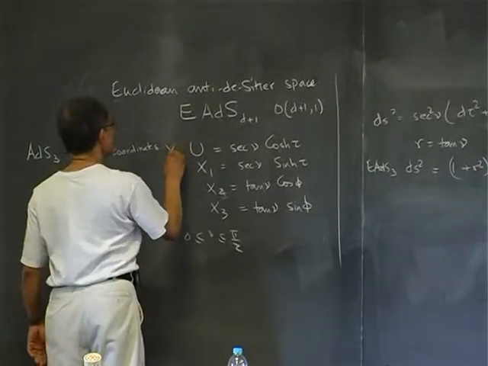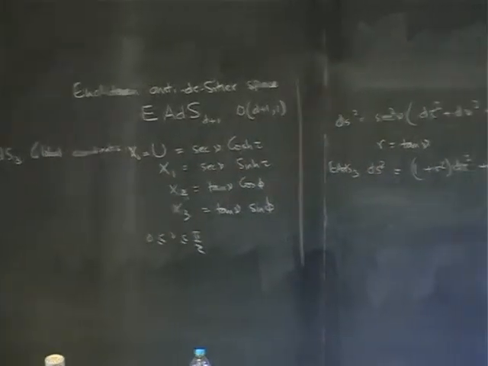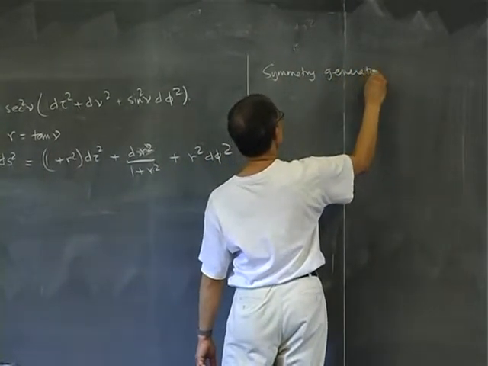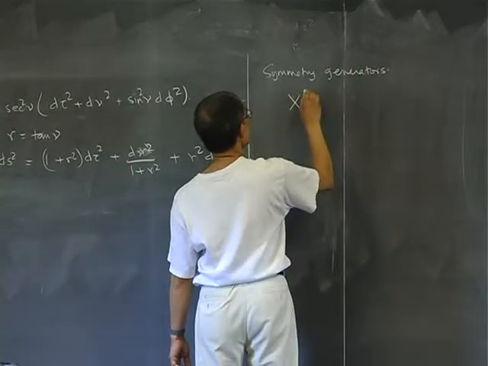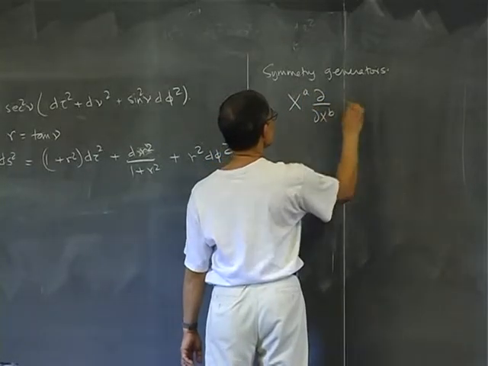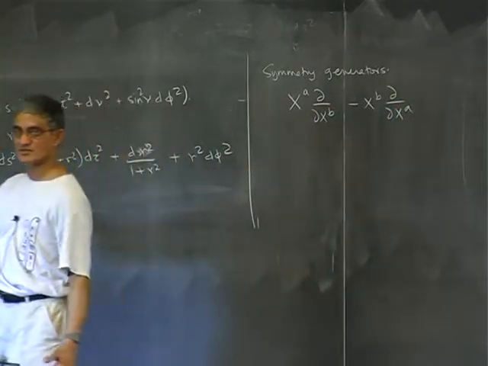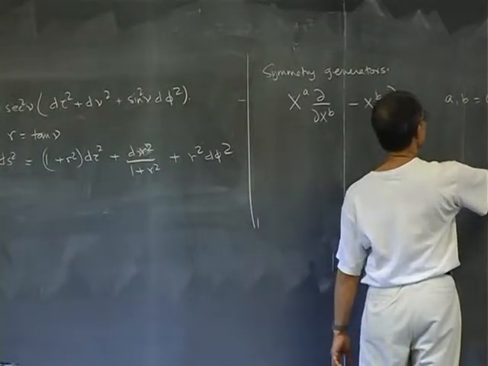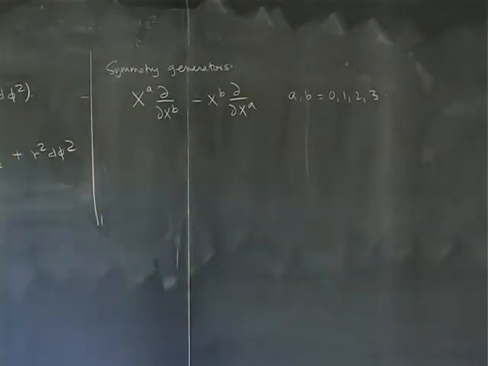Right? So if I call this x0, then the symmetry generators are x_a del/del x_b minus x_b del/del x_a. That's how I obtain the fact that it is a symmetry of this hyperboloid, where a and b run from 0, 1, 2, 3, 4 of them. I am just describing AdS3 just for simplicity. This of course extends all the way to AdSd.